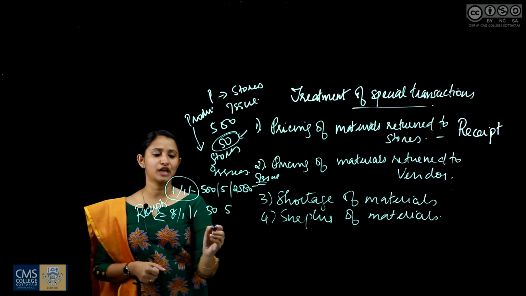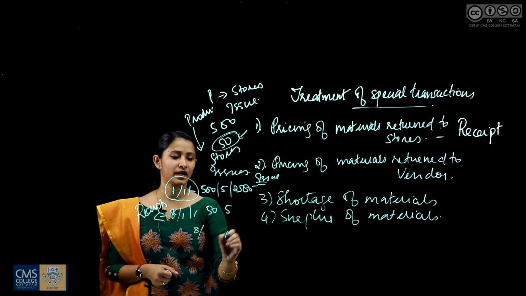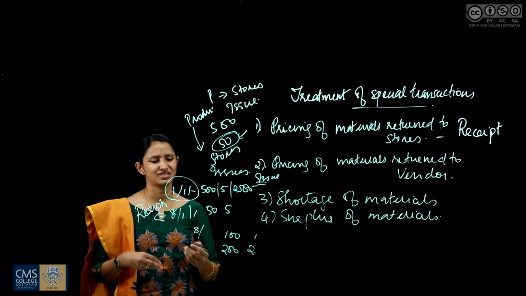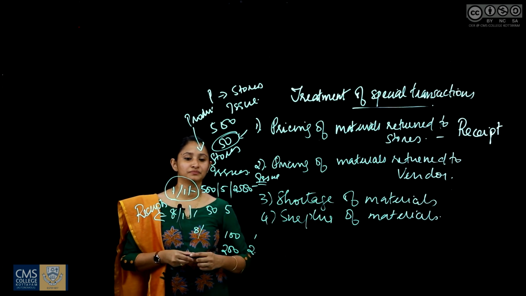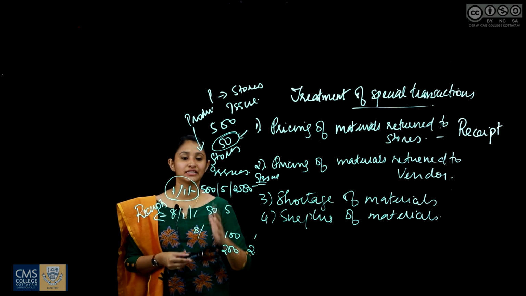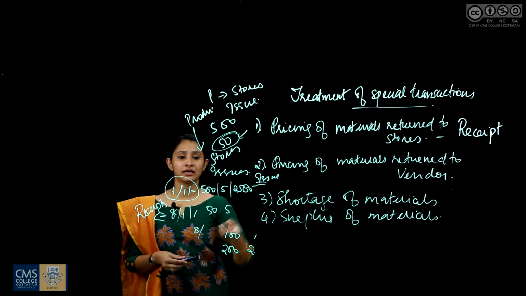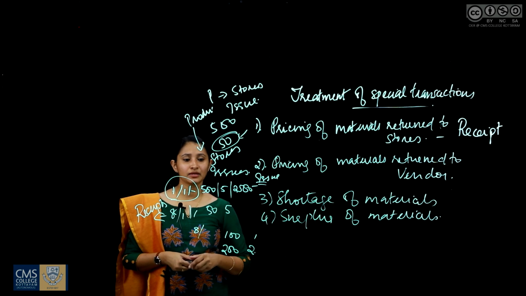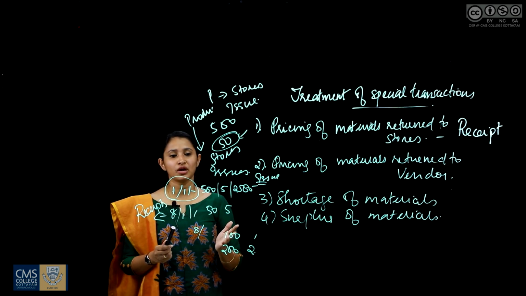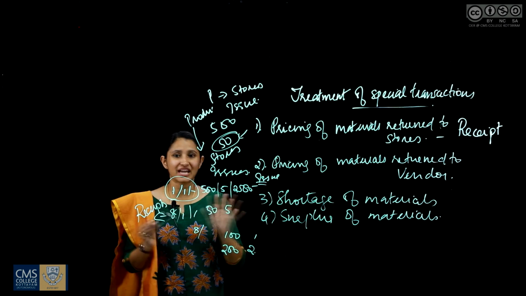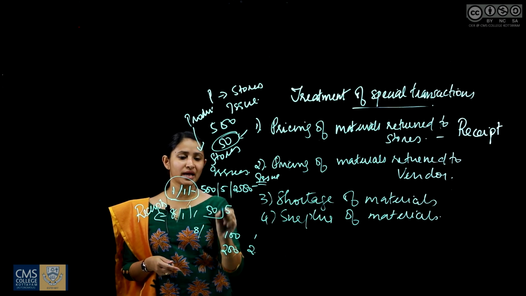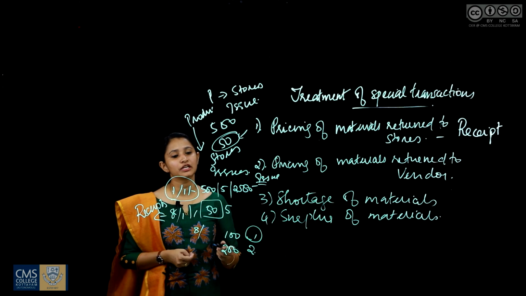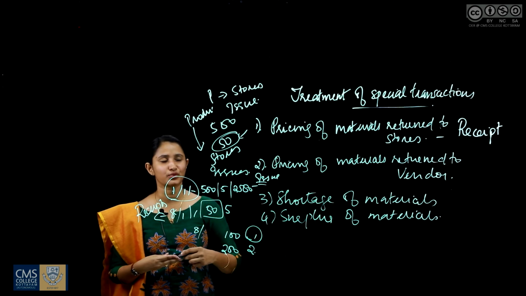Say for example, on 8th January, you have 100 units at 1 and then you have 200 units at 2. Just assume that these are the lots which are available on 8th January. And then we are getting a return from the production department of 50 units. The date is not mentioned as to from which lot the returns are coming. If that is not mentioned, then we will price these 50 units at the first lot's price. As per the first in first out method, we will issue at the oldest consignment's price.